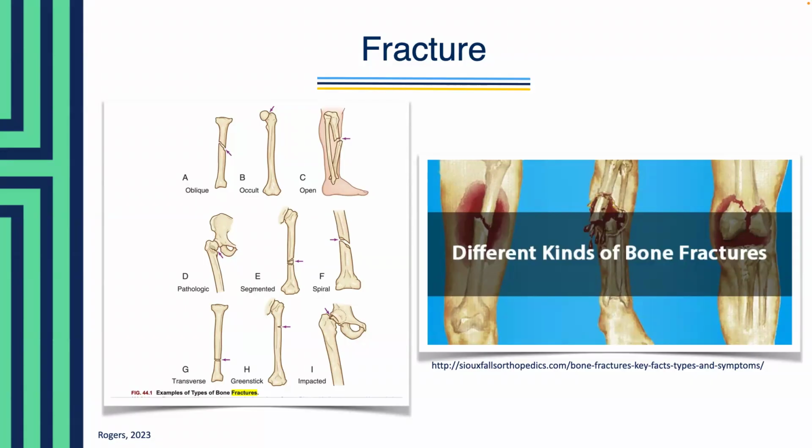And then you've got open compound fractures or closed simple fractures, and comminuted fractures. Fractures can also be classified by the pattern or direction of the fracture line. So you have transverse versus oblique, spiral, or impacted. So again, take a peek at that and make sure you understand a little bit further into those.